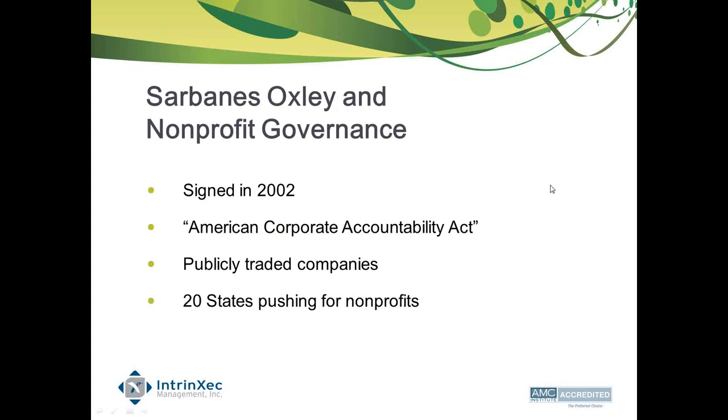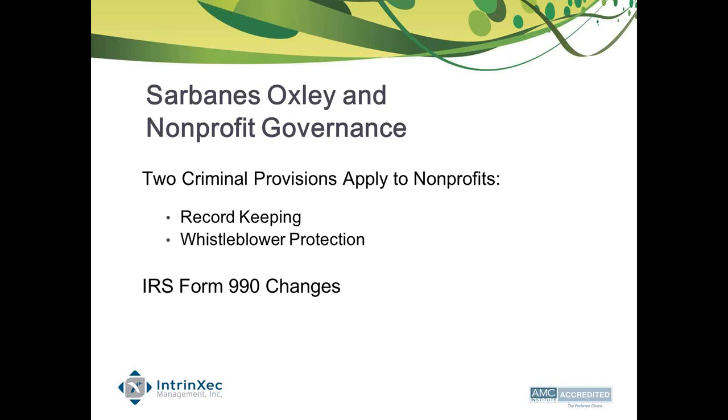Just briefly, Sarbanes-Oxley, that came about 10 years ago after the Enron scandal. It's known as the American Corporate Accountability Act. It was enforced for publicly traded companies, but there are many, many states that are enforcing this on nonprofits. What the IRS has done is they have changed the Form 990, which is the tax return, to integrate a lot of the Sarbanes-Oxley requirements into a questionnaire that's now on the 990. There are two criminal provisions that do apply to nonprofits, that is having a record-keeping retention policy and whistleblower protection, both of which your chapter does have.